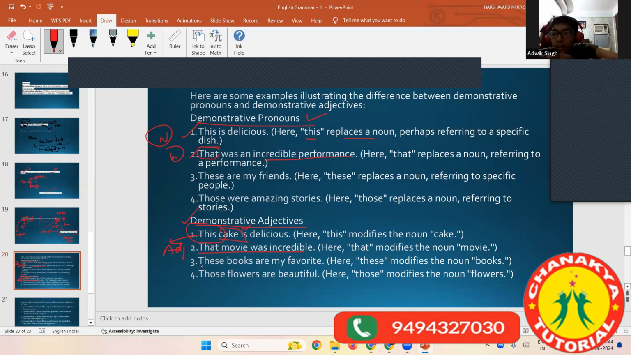Yes. Ma'am, in the second sentence, in the demonstrative pronouns, can "performance" be a noun? It cannot be a noun. Why? Because performance is something incomplete in the sentence.